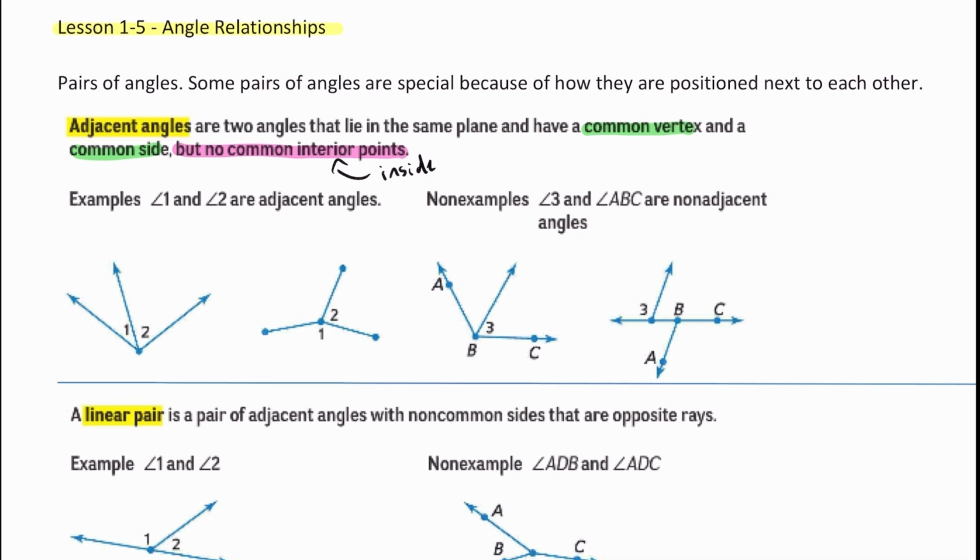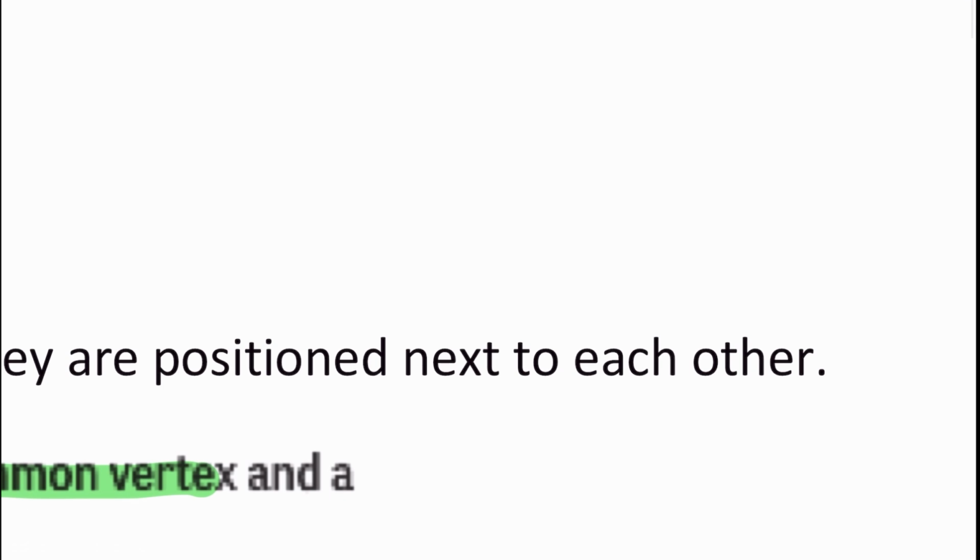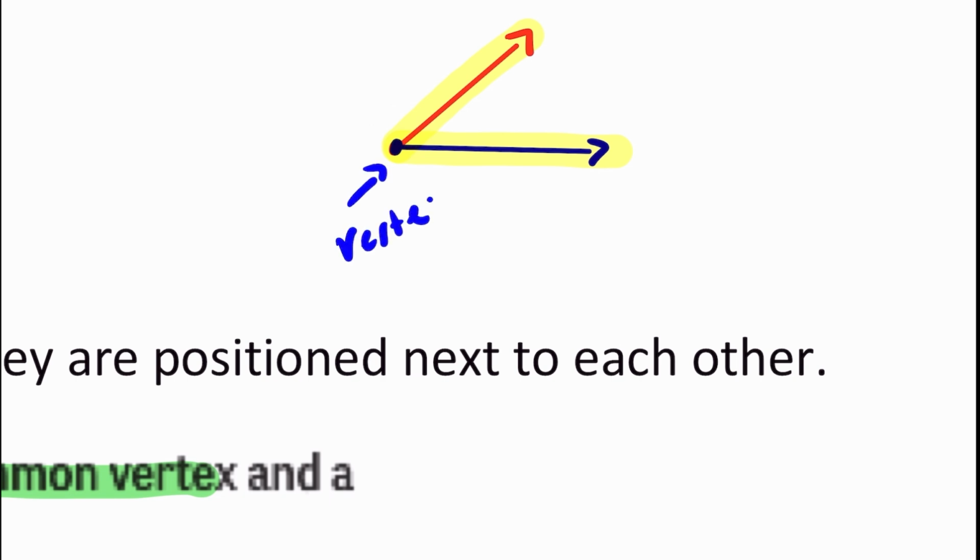Now, before I look at these two examples of adjacent angles, let me go ahead and remind you how an angle is formed. So, remember, if you have two rays, here's one ray. It has an endpoint and extends in one direction. And then there's another ray. I'm going to use a different color. So it has to have an endpoint and extend in one direction. These two rays here, the one in red and the one in blue, share a common endpoint. This is what we call the vertex.